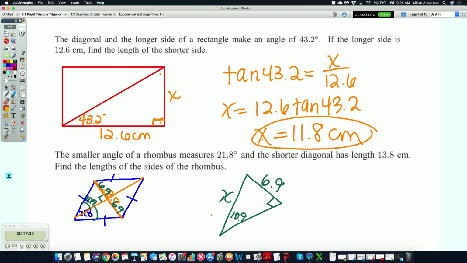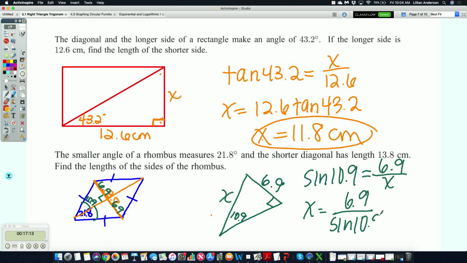What trig function am I going to use? Sine. Because my opposite side is 6.9, and my hypotenuse is x. Here, am I going to multiply? I'm going to divide. So 6.9 divided by the sine of 10.9 is what? 36.5 centimeters. If it asks for the perimeter, you basically multiply that by 4 to get the perimeter of your rhombus.